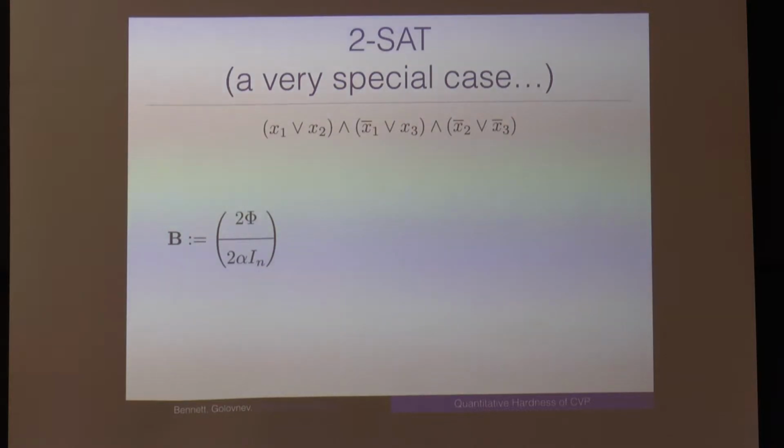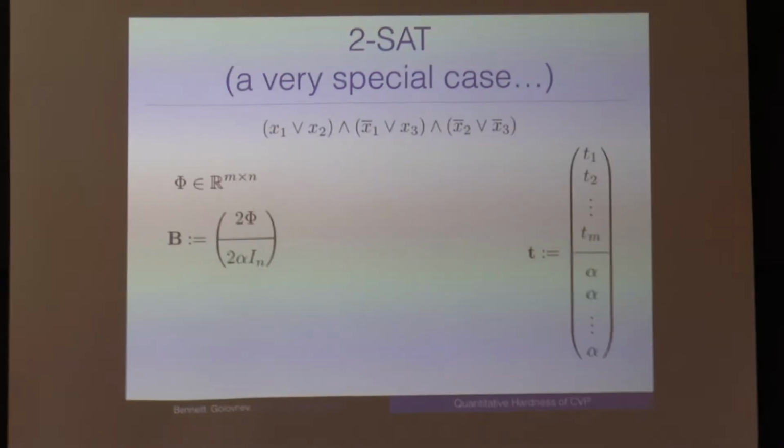And we want a CVP instance, so we're going to build a basis. And it's going to look like this. It's going to have a top part, phi, which is going to depend on this instance in some way. And it's going to have a bottom part that's just always the same. It's just always some large scaling of the identity matrix. These 2's are just for convenience. And we need a target as well. And the target, again, is going to have some top part, which I'll show you later. And the bottom part is just going to be a bunch of alphas, scaled by this alpha.